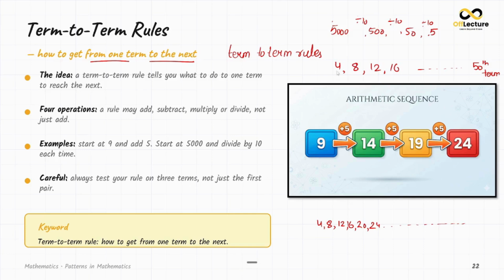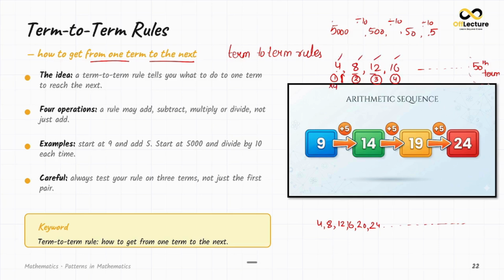Position 1 holds 4. Position 2 holds 8. Position 3 holds 12. What in each term compares to its position? 4 times the position. So this is position 1, this is position 2, this is position 3, and this is position 4. If we multiply the position by 4, we will get these numbers.